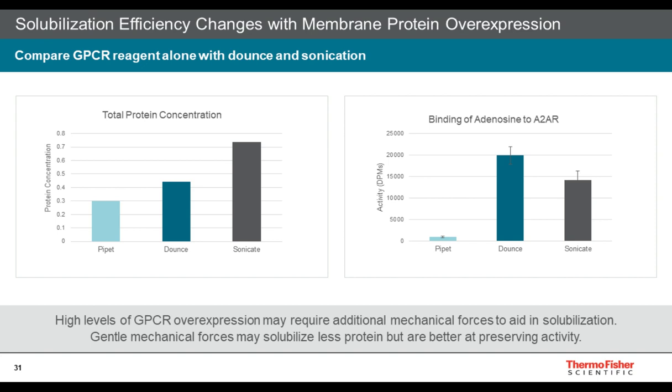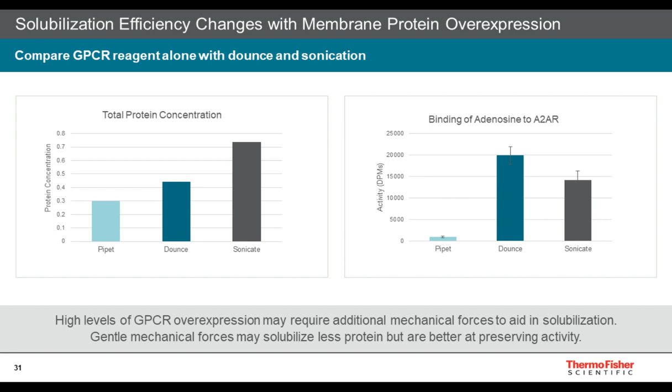However, activity assays showed that while more protein was solubilized with sonication, the highest activity was obtained with a gentler Dounce mechanical disruption, and that data is shown on the right. In all methods, there was still GPCR in the insoluble fraction, and we hypothesized that the membrane fluidity or composition is slightly altered with higher levels of expression, and that makes the membrane more resistant to solubilization. Thus, additional mechanical disruption may be required in these situations.